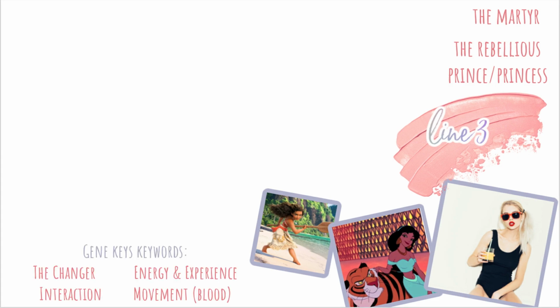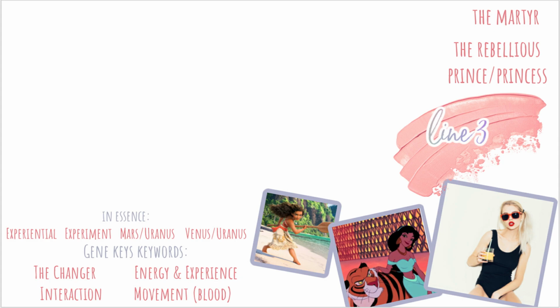going to be the changer: energy and experience, interaction, movement, and blood. So I feel that the essence of the third line is about being experiential and being experimental. All the X's: experimental, experiential, experience. So yes, I would associate the third line with planets like Mars mixed with Uranus type of energy, or Venus mixed with Uranus type of energy. There's something a little bit unconventional and rebellious there.